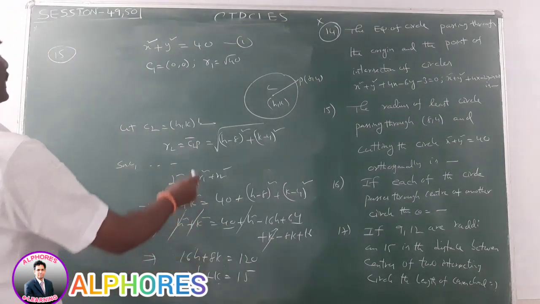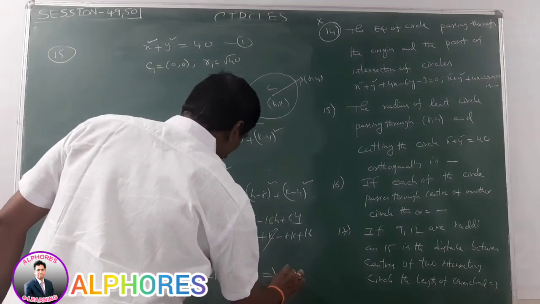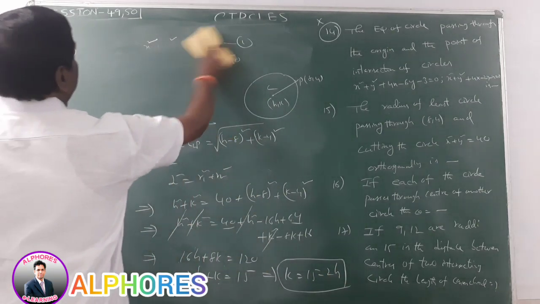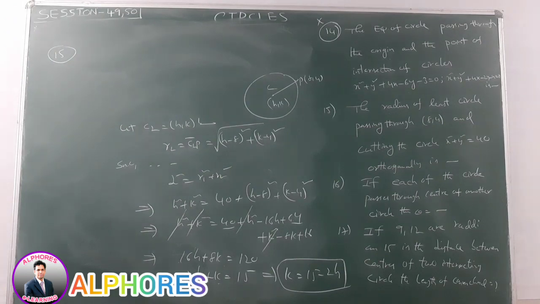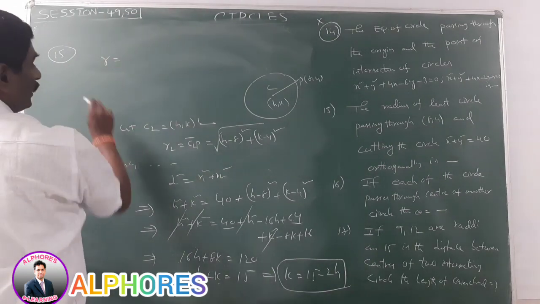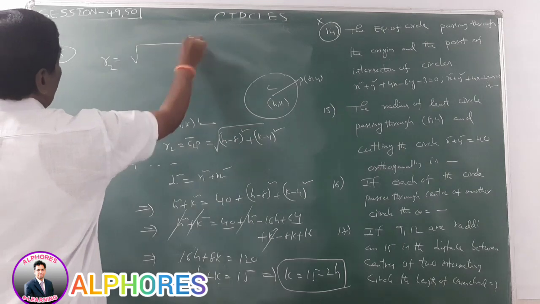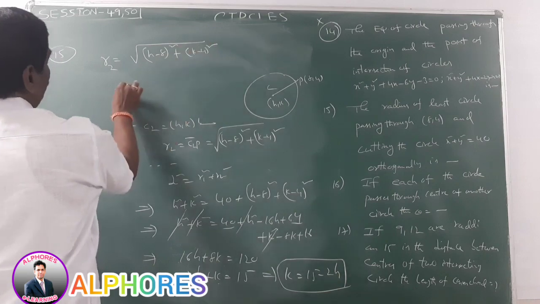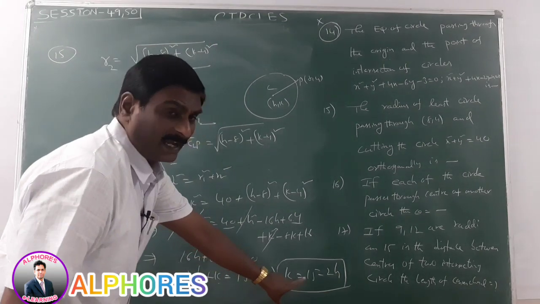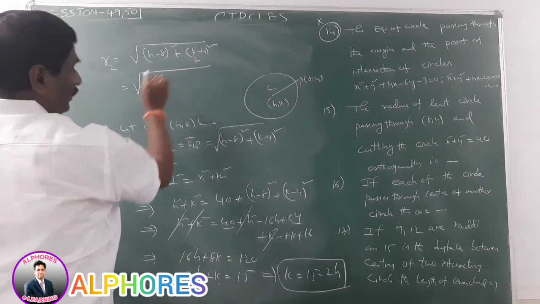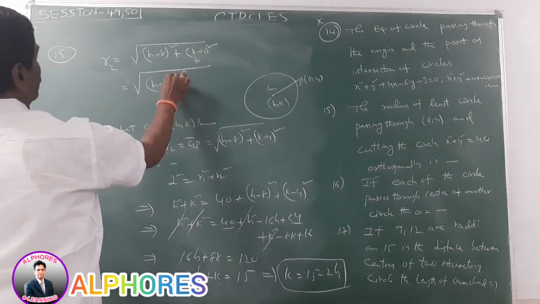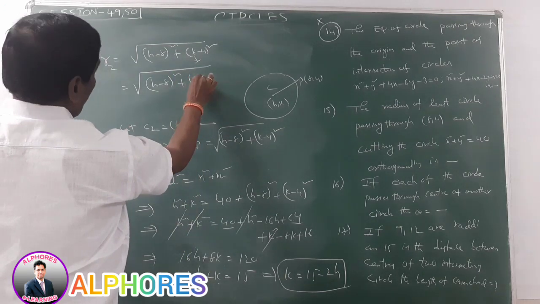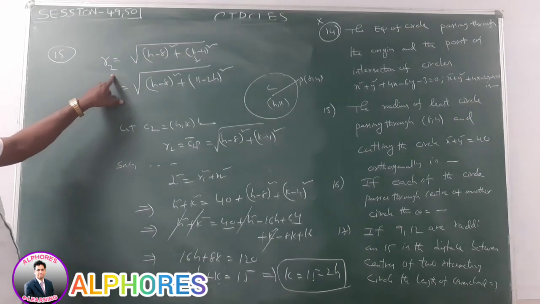Okay, that means k is equal to, what is the value of k? k is equal to 15 minus 2h. Please observe this relation between h and k. Now, the radius of the second circle, r, is equal to root over h minus 8 whole square plus k minus 4 whole square. What is the value of k? 15 minus 2h. Substitute this value: h minus 8 whole square plus 15 minus 2h minus 4, which means 11 minus 2h whole square. Please observe this value, radius is this value.